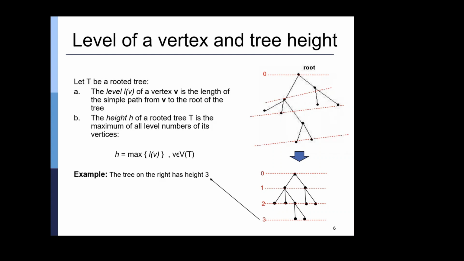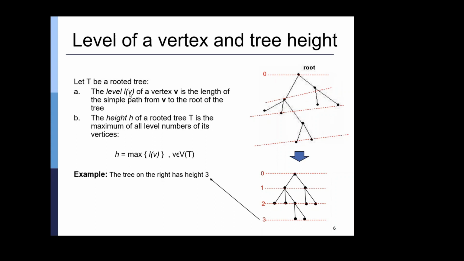Now, let's look at how we assign levels to the nodes in a tree. Let T be a rooted tree. From this slide onwards, we are not talking about free trees or general trees. We are talking about rooted trees, which are more useful in most computing applications. A rooted tree is very easily recognizable because there's only one single node at level 0, and the rest are its children and grandchildren nodes.